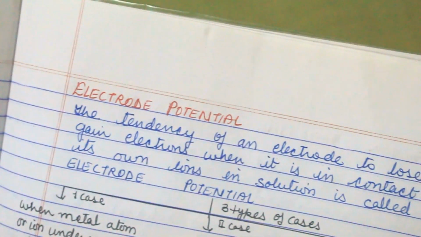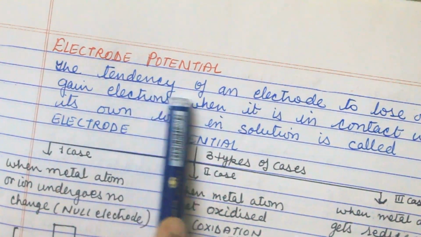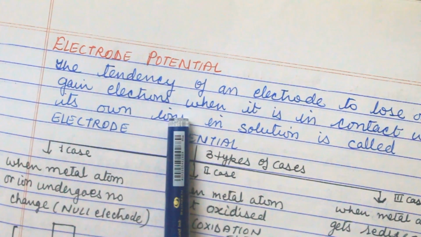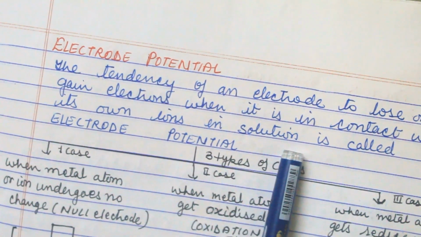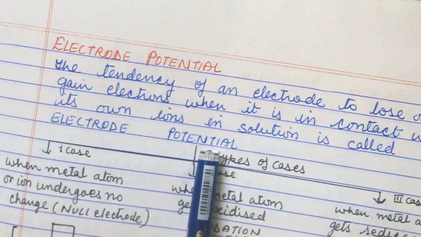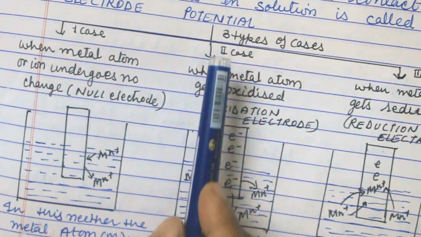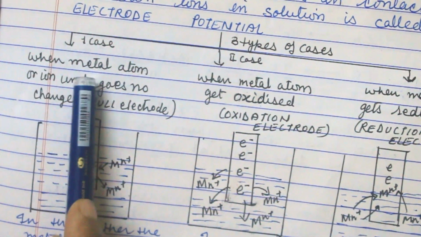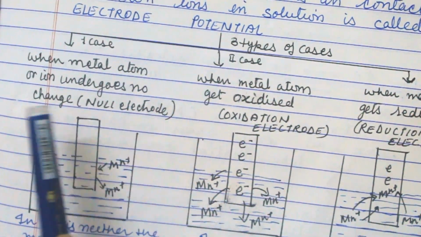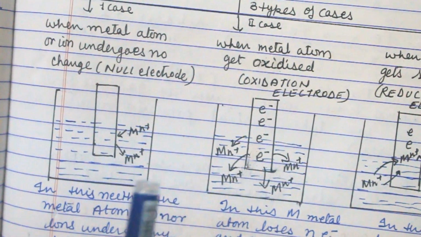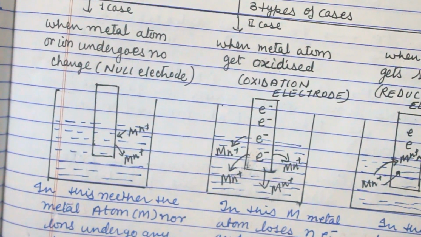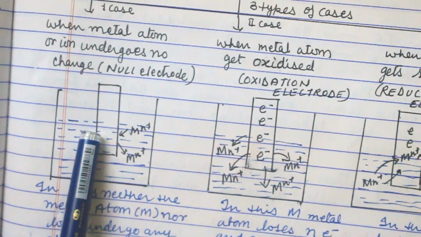Now next is electrode potential. The tendency of an electrode to lose or gain electrons when it is in contact with its own ion in the solution is called the electrode potential. It is of 3 types of cases. First case, when the metal atom or ion undergoes no change. It is known as a null electrode, where no oxidation, no reduction, and no potential develops in the electrolyte.